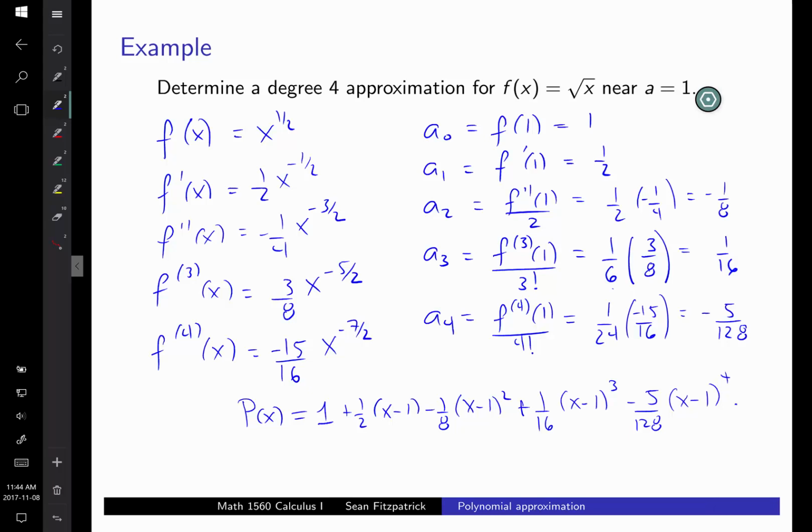One of the things you might want to try from here is plot this polynomial and plot the square root function on some graphing utility and see how well they match up. So in the next videos we will formally define the objects that we're working with here, and we'll do some more examples.